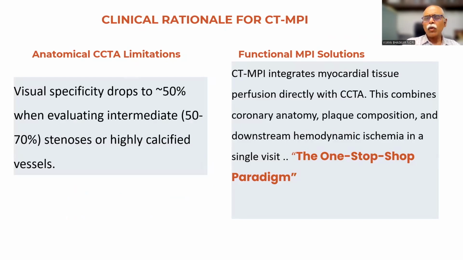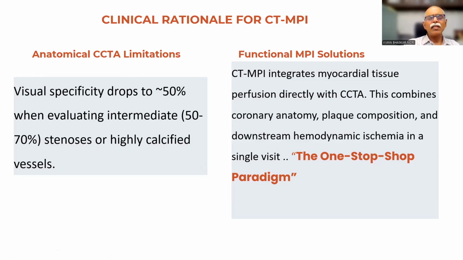That means you are only 50% accurate when you diagnose stenosis. At 50 to 70%, that means intermediate stenosis, or in heavily calcified vessels, your stenosis quantification is only 50% accurate. Now, the functional myocardial perfusion studies will integrate the coronary anatomy, the plaque composition, and downstream hemodynamic ischemia, all of them in a single visit when you do the CT myocardial perfusion. And this becomes a one-stop shop paradigm.